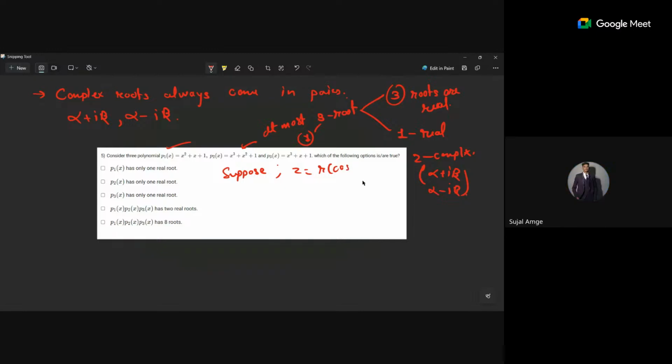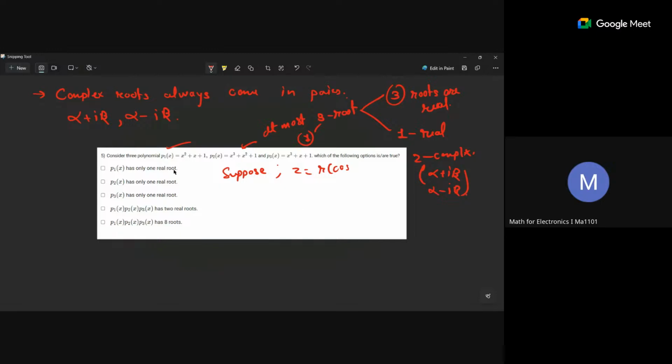Ma'am, can I say something? Yeah, sure. If we consider 3x square plus 2x equal to minus 1 and then take the derivative and solve it. No, no, no. That won't give us anything. That's the reason, ma'am. It won't give us anything.